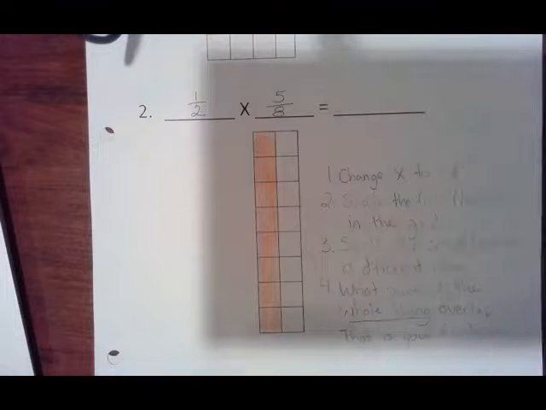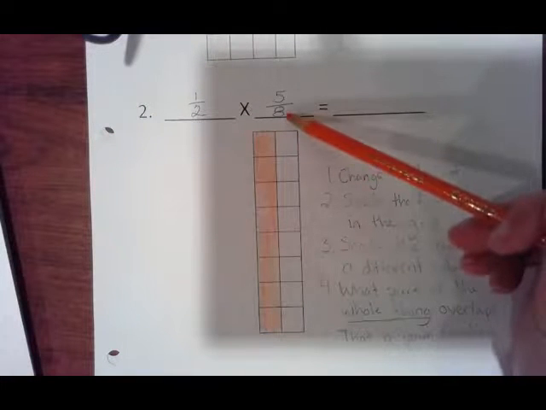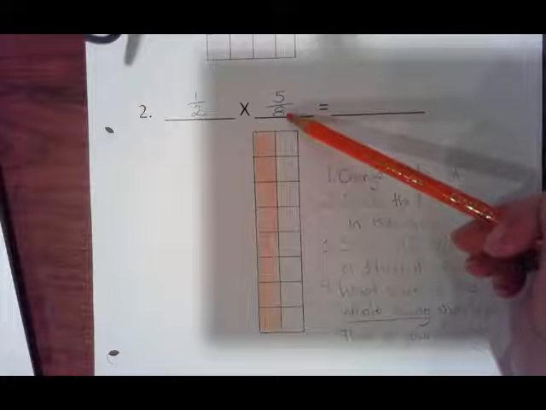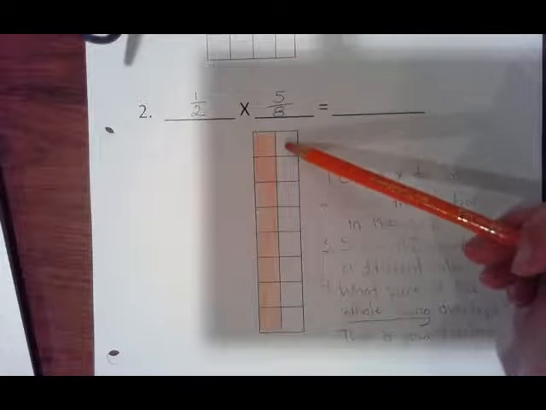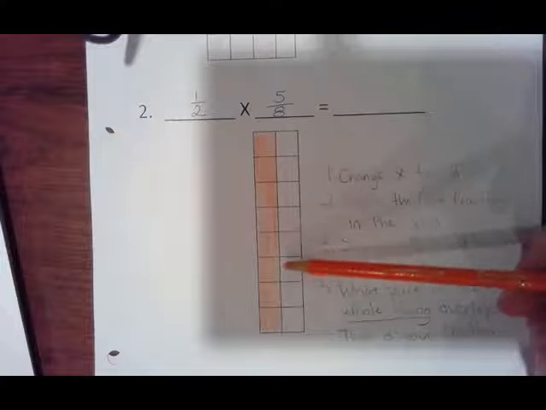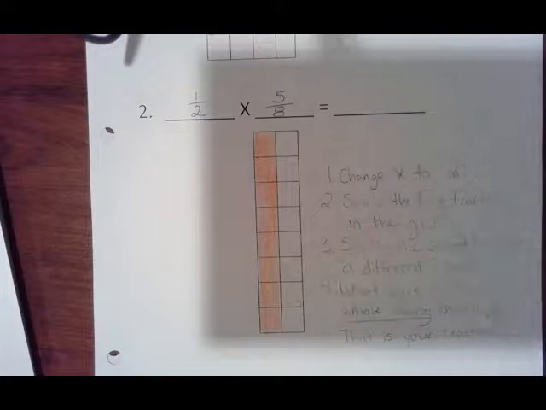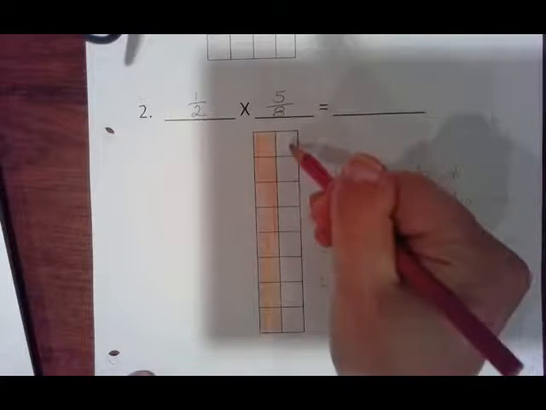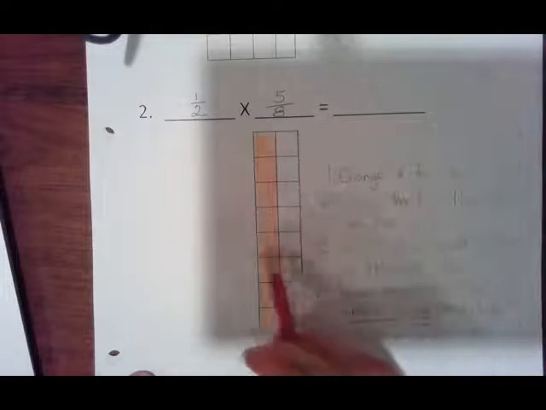Okay, so now I have 1/2 of my array shaded in, and now this should be split up into eighths. So 8 rows I should have going down. Let's just double check. 1, 2, 3, 4, 5, 6, 7, 8. Yes. And how many of those do I need to shade in? I need to shade in 5 of those. So 1, 2, 3, 4, 5.